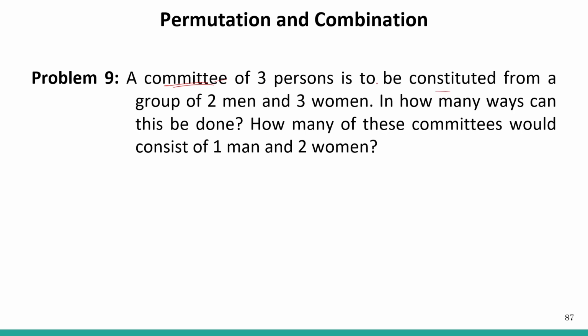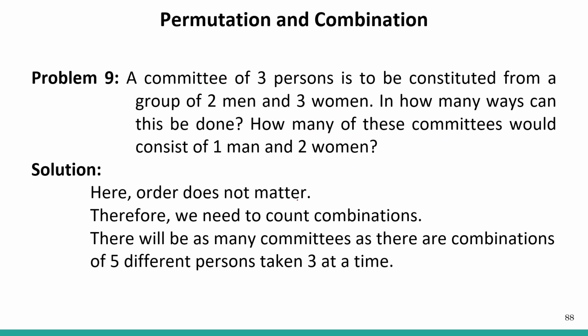So a committee of 3 persons is to be constituted from a group of 2 men and 3 women. So there are basically 2 men and 3 women. In how many ways can this be done? How many ways would this committee consist of 1 woman and 2 women? What kind of combinations can there be? Either the committee must consist of 1 woman and 2 women, right? So in how many ways can this be done?